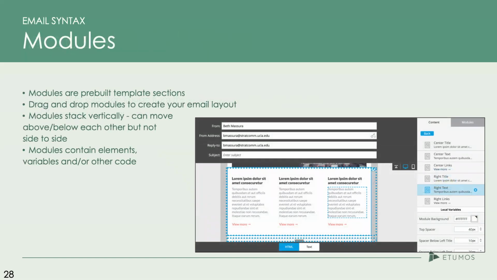Modules are the building blocks of your email asset layout. They're pre-built template sections that you drag and drop to create your email. Modules stack vertically. You can place them above or below each other and move the order of them, but they don't move from side to side. Modules can contain elements and variables that can be edited by the user, as well as other code. In this screenshot, modules are outlined in the blue dotted line. They are generally a broader chunk in the canvas compared to elements, and they appear also in the Modules tab in the right sidebar.